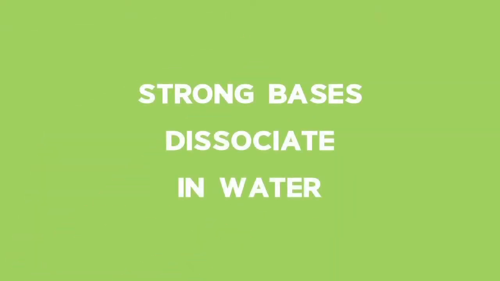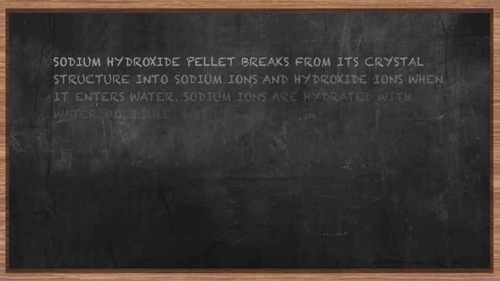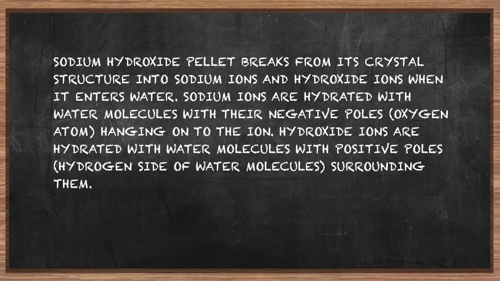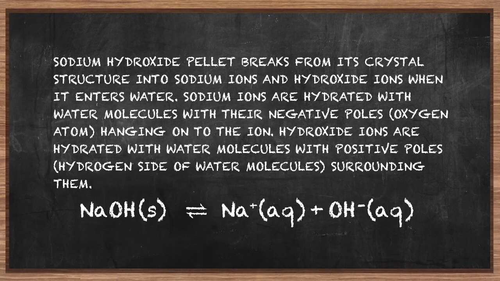Strong bases dissociate completely in water. A sodium hydroxide pellet breaks from its crystal structure into sodium ions and hydroxide ions when it enters water. Sodium ions are hydrated with water molecules. The negative part of the water molecules hang on to the positive ion. Hydroxide ions are hydrated with water molecules with positive poles of water molecules surrounding them.